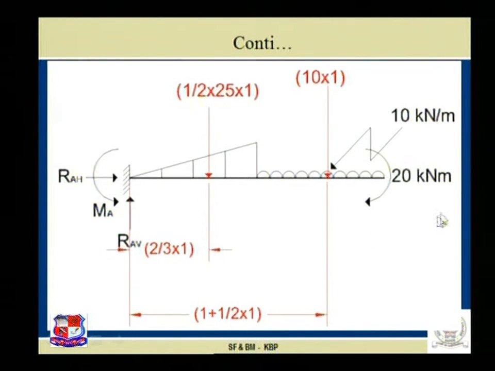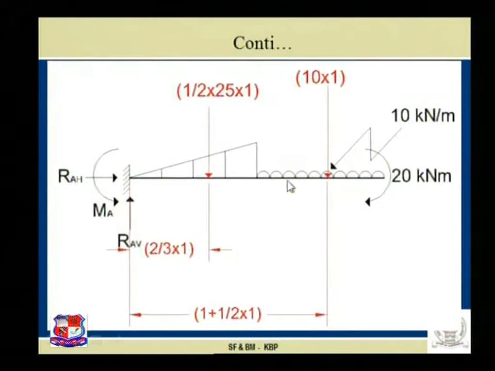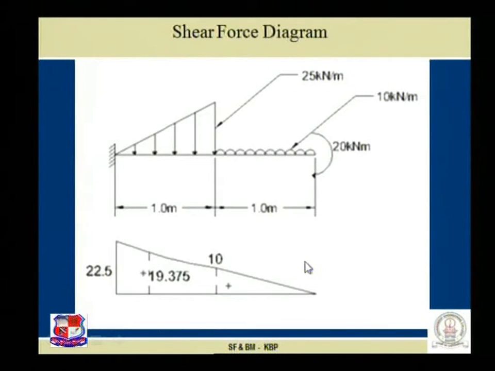There is no weightage of this 20 in finding the reaction RAV, but this 20 takes part in finding MA, which is assumed anticlockwise, and we found MA is 43.33 kilonewton meter. Positive sign means our assumed direction is right. Please bear in mind, this is not a negative sign, this is a plus sign, as this creates a clockwise nature. Next, the bending moment diagram and shear force diagram variation.